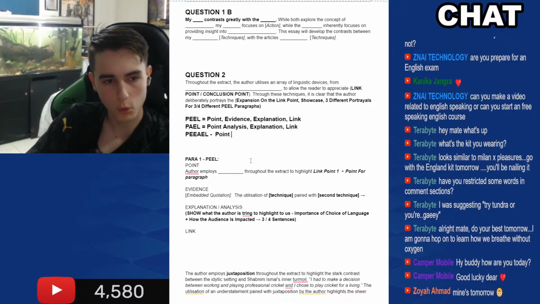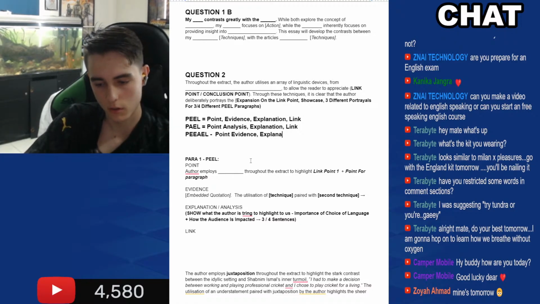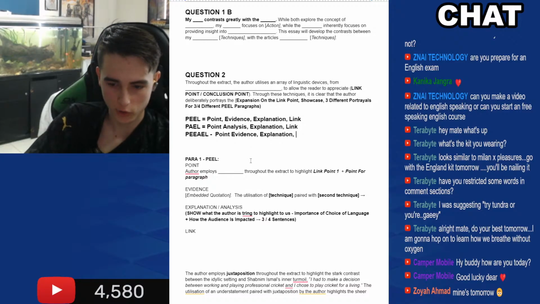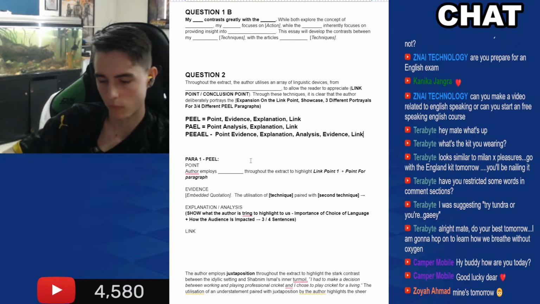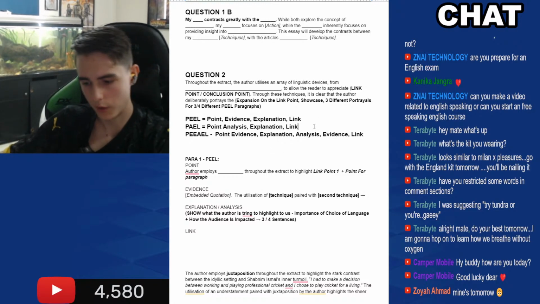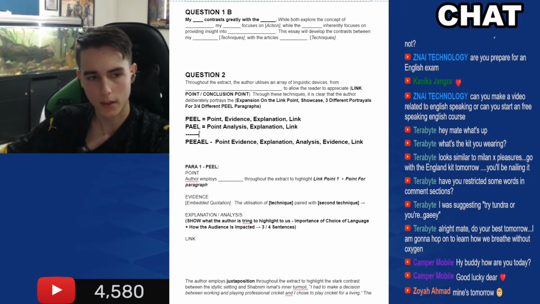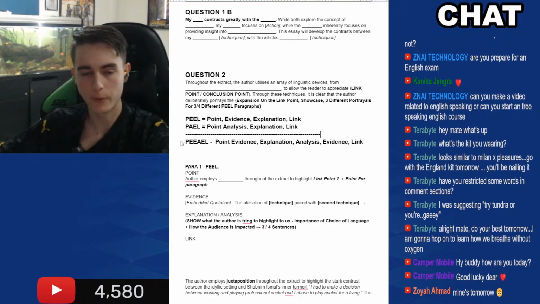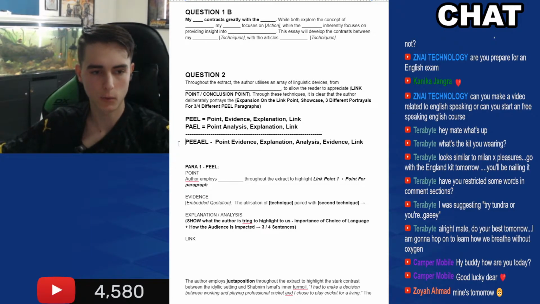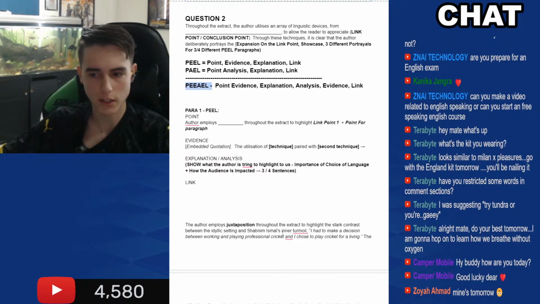So this is called a PEEAEL, which is point, evidence, explanation, analysis, evidence, link. And now this is different than the other two. The reason it's different is because this one's an advanced paragraph format, and that's what you use at university grade paragraphing here.